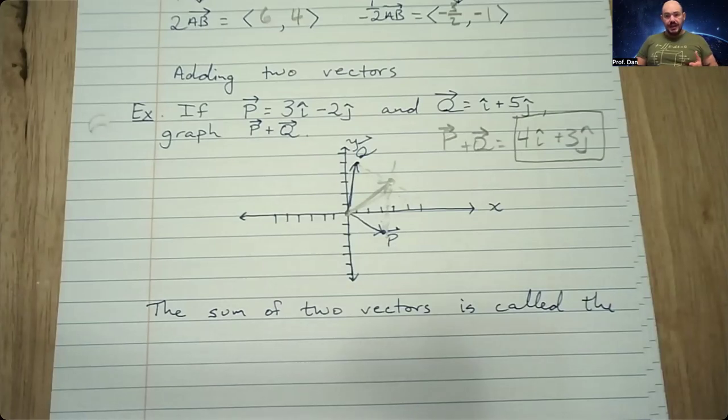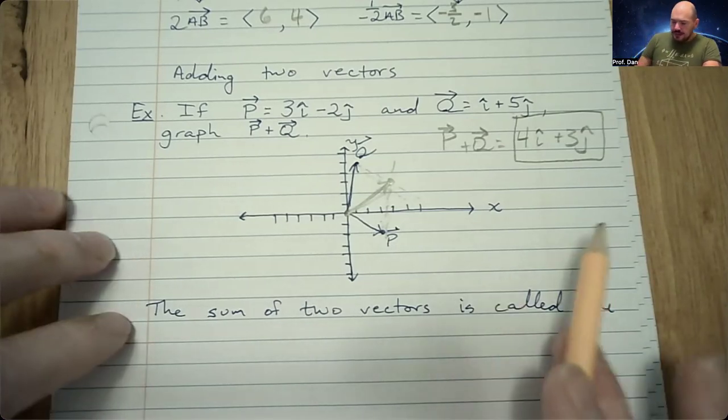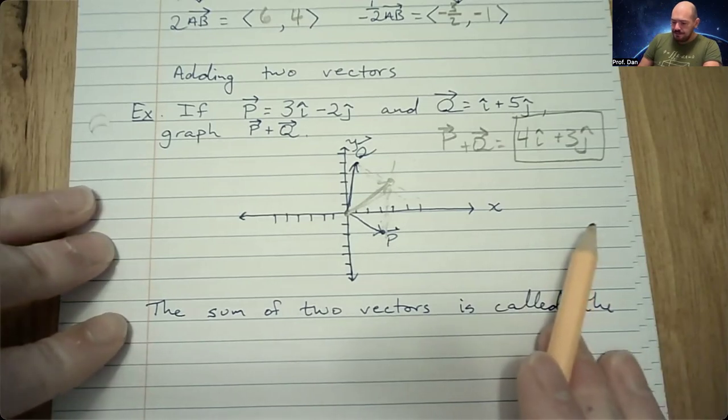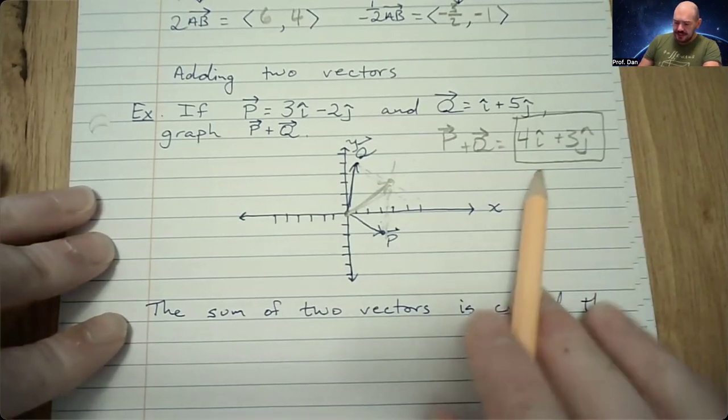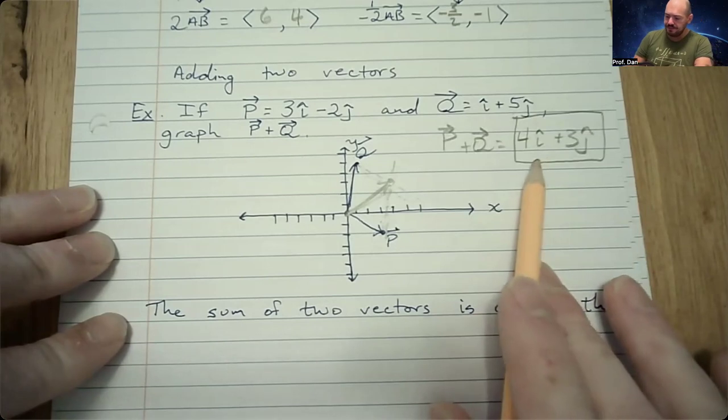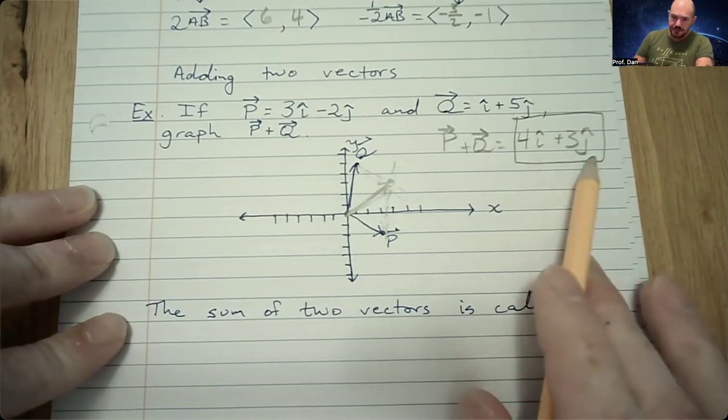It might be that I'm adding two forces together to understand what their net force is. It might be that I'm adding two speeds together to figure out what the resulting speed of something else is, right? But that's going to end up giving me this component form.